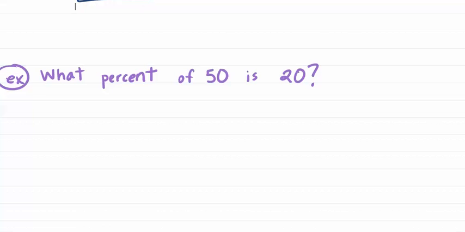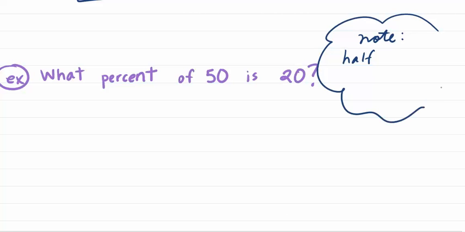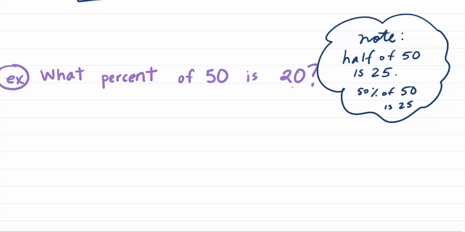Last one. What percent of 50 is 20? Well, let me tell you this. It better be less than 50% because, you've got to think about this stuff, you can make a mistake and you can catch your mistake because your answer won't be reasonable. Half of 50 is what? 25, right? So 50% of 50 is 25. 20 is less than half of it, right? So whatever the answer is should be less than half.